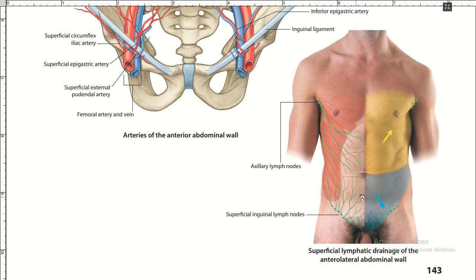So in the infraumbilical region, the lymph drains into the superficial inguinal lymph nodes, right? As well as the skin below the iliac crest, which is the skin of your buttocks. The lymph from the skin of the buttocks will also drain into the superficial inguinal lymph nodes. Right. So let's take a look at another diagram.